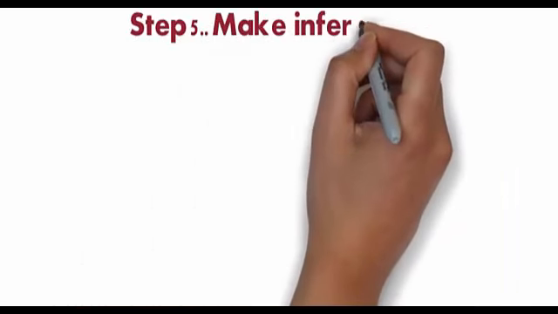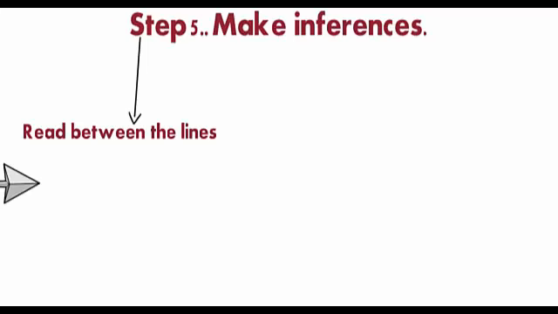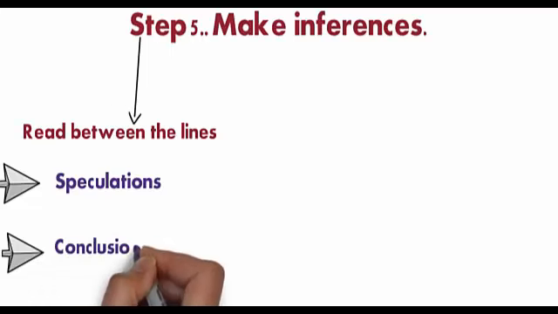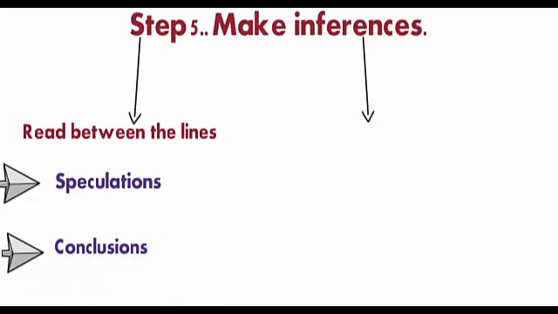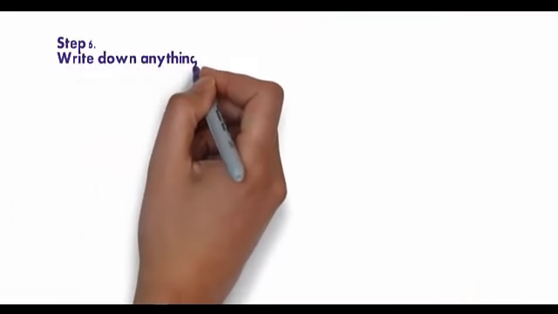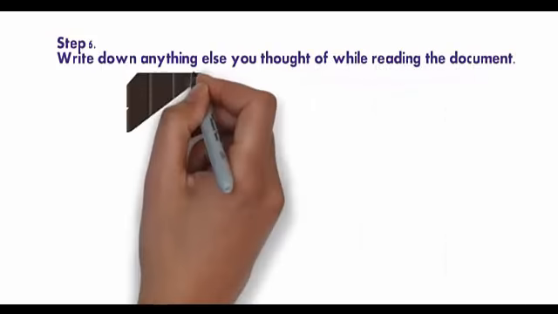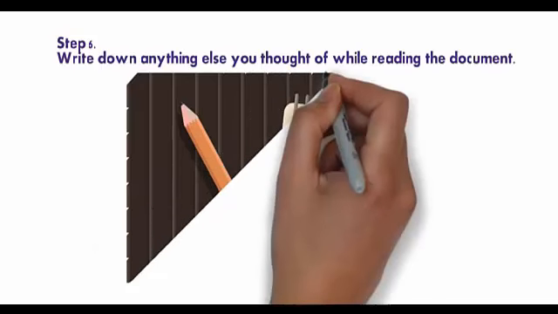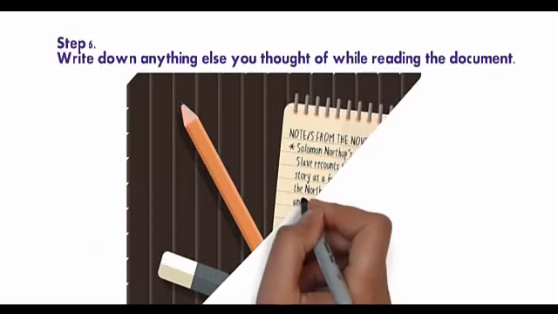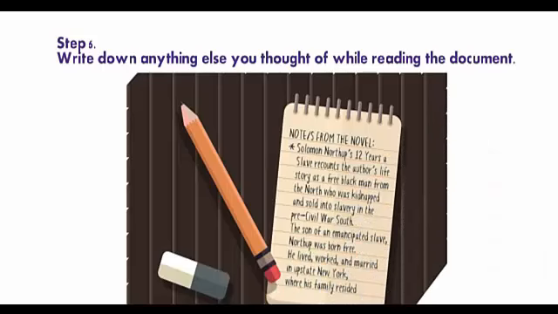Step 5. Make inferences. Texts always have implied meanings. Read between the lines and write down your speculations and conclusions. Step 6. Write down anything else you thought of while reading the document. Remember that there is really no wrong way to annotate. The idea is to get all of your thoughts and questions about a document down on paper.